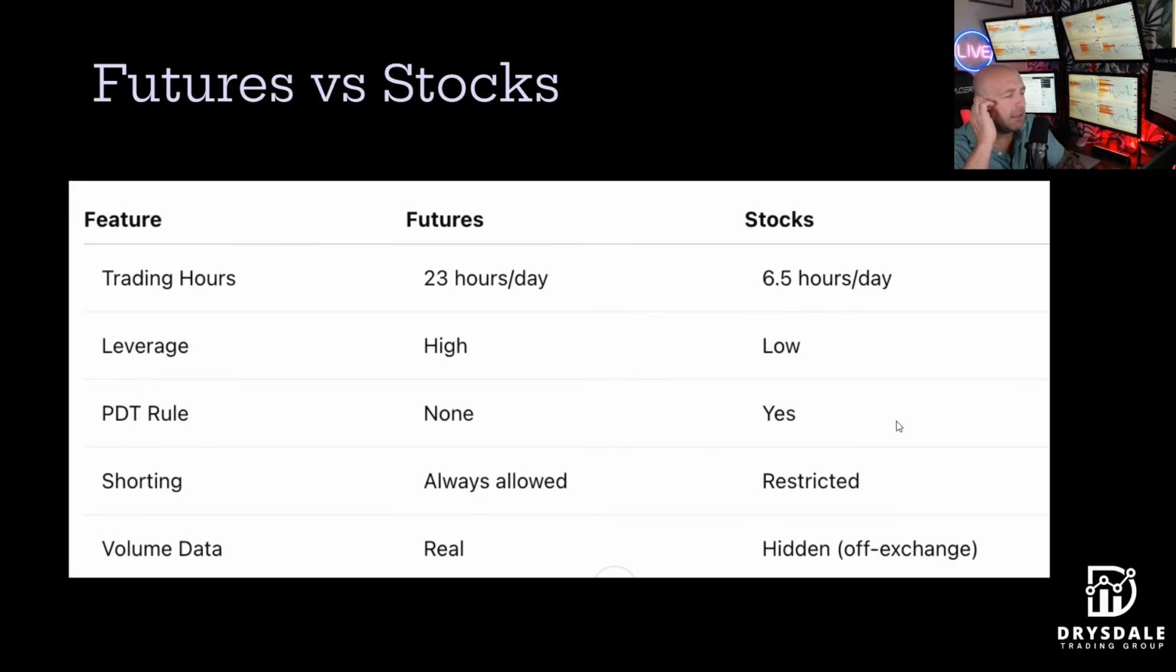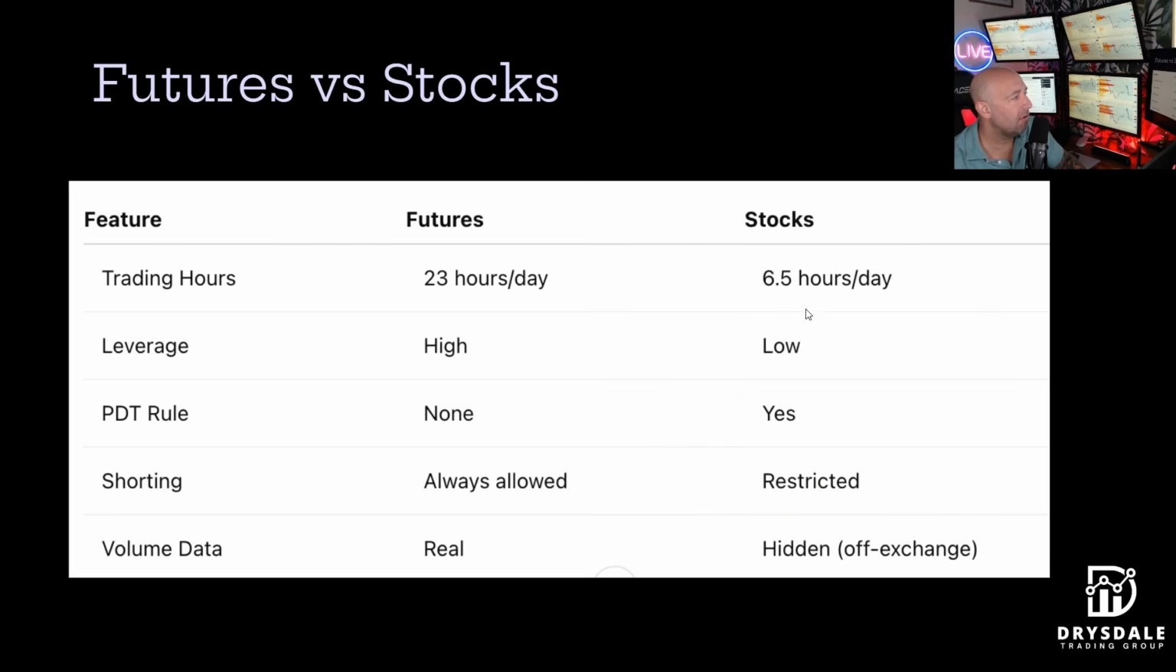So let's talk a little bit about the differences between futures contracts and, for example, stocks. Futures trade 23 hours a day, 5 days a week. They open at 6 p.m. Eastern Standard Time on Sunday and run until about 5 p.m. It closes for an hour and then opens back up again at 6 p.m. Eastern Standard Time and runs all night. The stock market itself, even though there is overnight trading, is extremely illiquid. It only runs 6.5 hours a day.